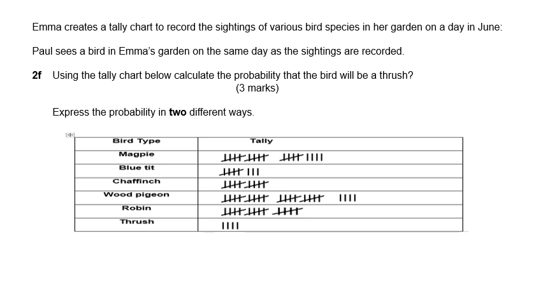Okay guys, next question. Emma creates a tally chart to record the sightings of various bird species in her garden on a day in June. Paul sees a bird in Emma's garden on the same day as the sightings are recorded. Using the tally chart below, calculate the probability that the bird will be a thrush. Express your probability in 2 different ways.